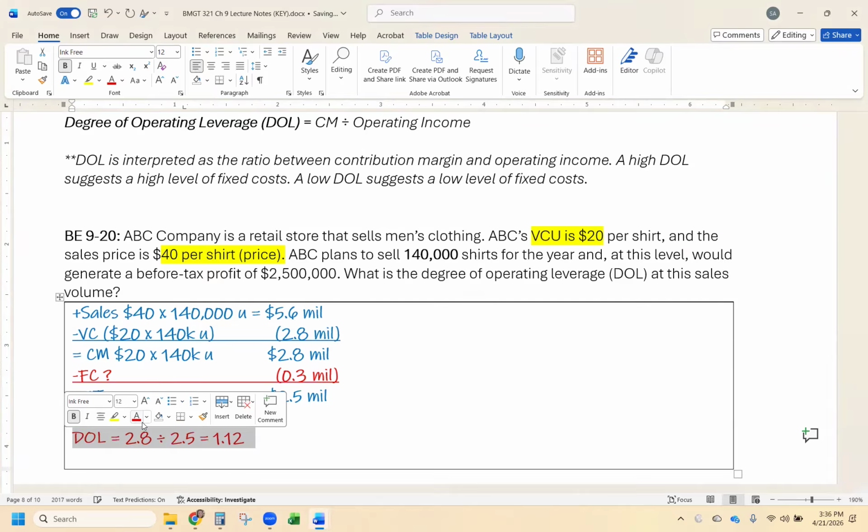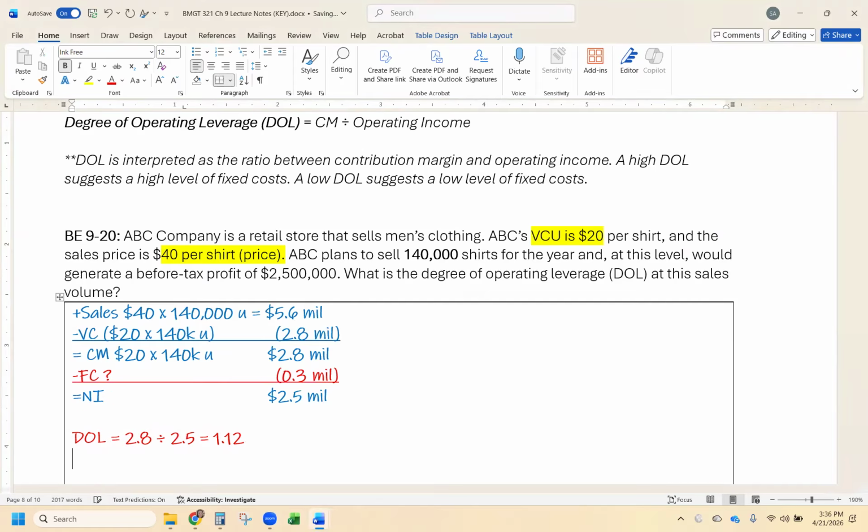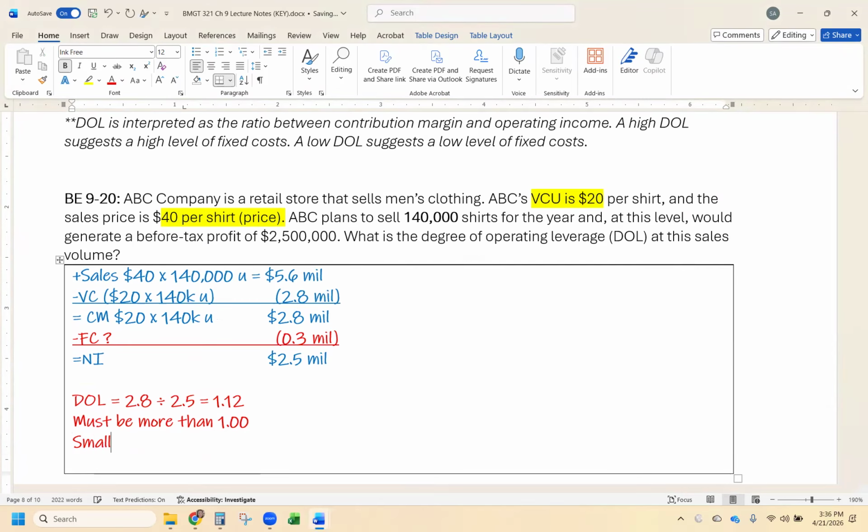It needs to be more than 1. One is the lowest number it can be. Smaller equals lower fixed costs, and larger equals higher fixed costs. And this matters because it's showing us the relationship between our contribution margin, our fixed costs, and our net income.